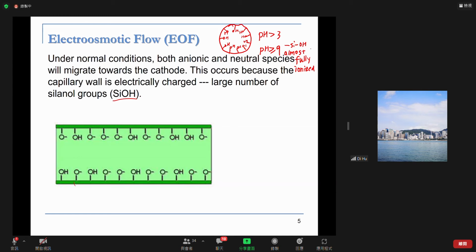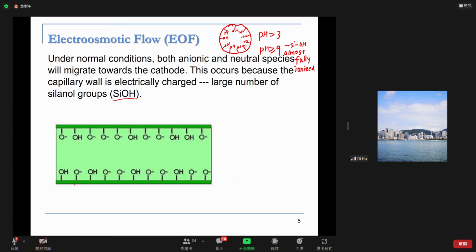Okay, so what happens is, when a buffer solution is applied to this fused silica capillary and the pH of the buffer solution is larger than 3, the inner wall of this capillary tube starts to become ionized. The silanol groups start losing hydronium ions and become charged. If the pH is larger than 9, almost all the silanol groups are charged. So the inside becomes negatively charged, with a large number of those negatively charged groups.